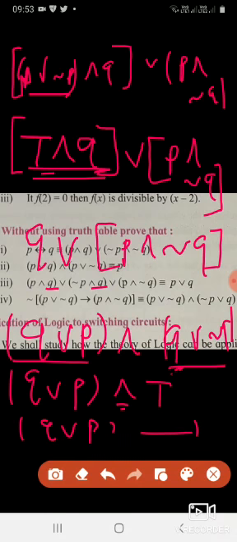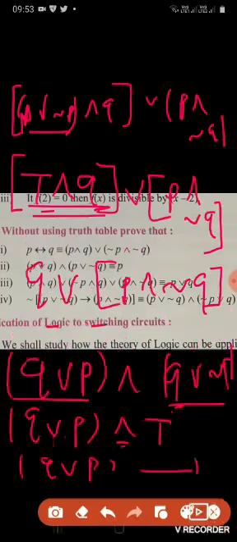After that, we'll see the right hand side. What I should prove is P or Q. But here Q or P is there. So we are going to interchange. That is called commutative law.